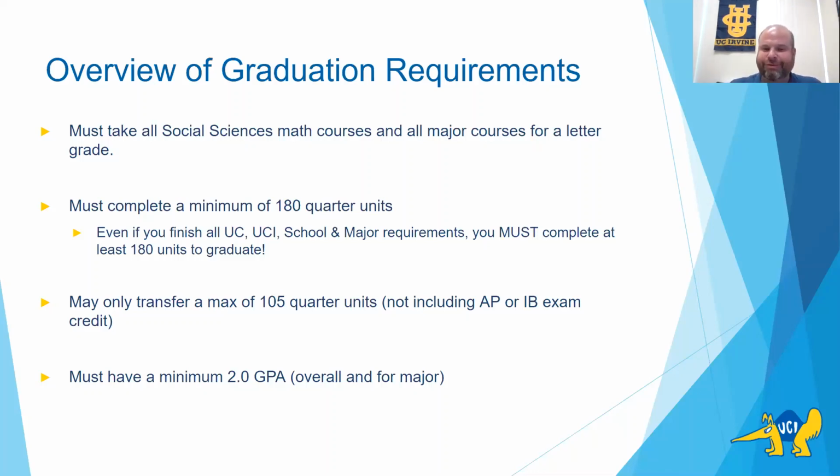And then lastly, every student has to have a minimum of a 2.0 GPA overall and within your major. Obviously, we know your sights are set higher than that as far as your GPA, but at least know going into it that you have to have a 2.0 across the board for your degree program.